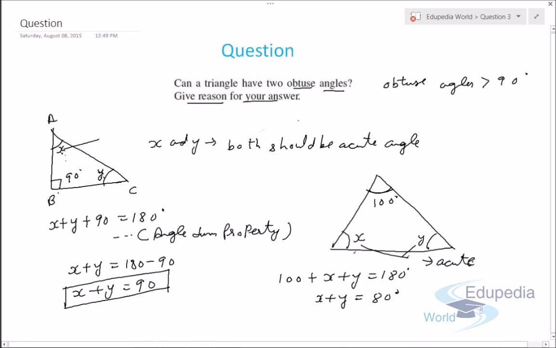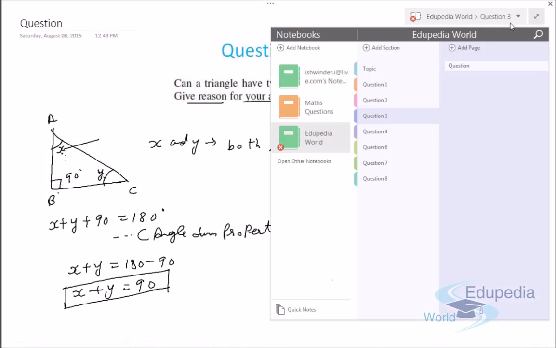So we can clearly say that we cannot have two obtuse angles in a triangle. Why? Because if we try to make one angle an obtuse angle, then the other two should be acute angles. So we cannot have two obtuse angles in a triangle. So let's move on to question number 4.